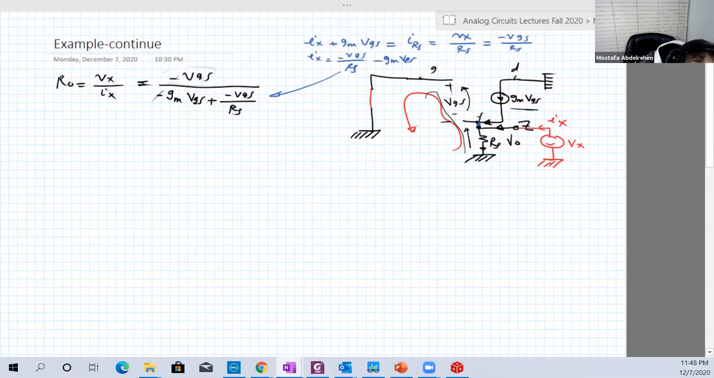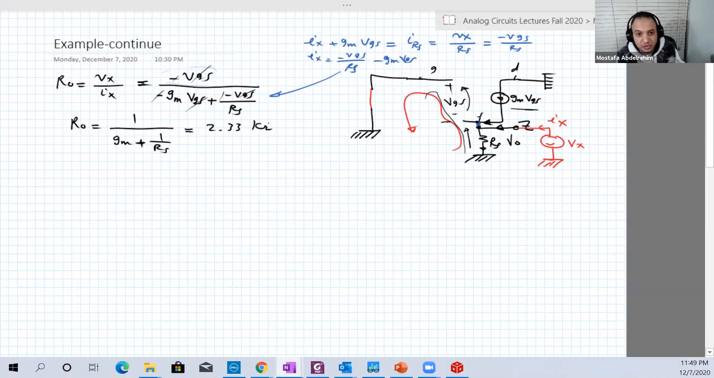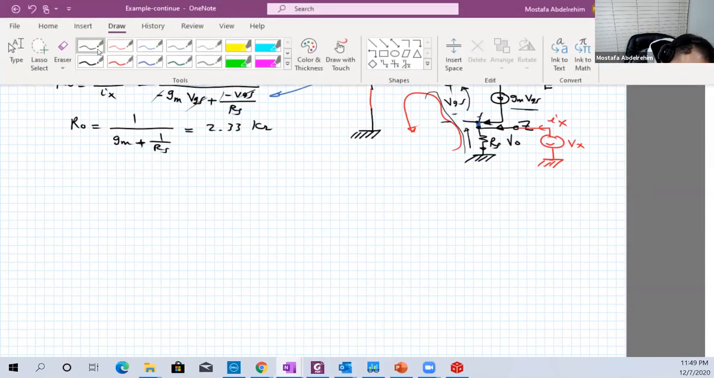Okay, so the minus will go away, and VGS with VGS also will go away. So RO equals 1 over GM plus 1 over RS. If you calculate this, it will be very small, 2.33 kilo ohms. Yes, it's very small if you compare it to our input, which is 10 mega ohms. Good. So we finished number E.